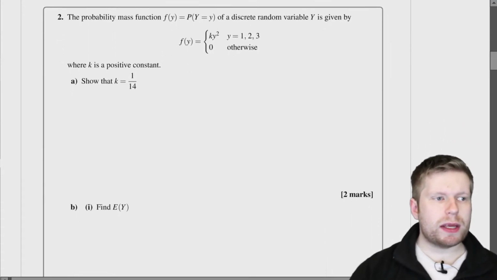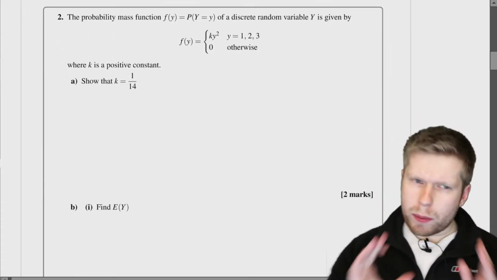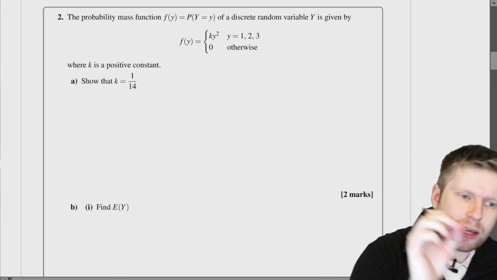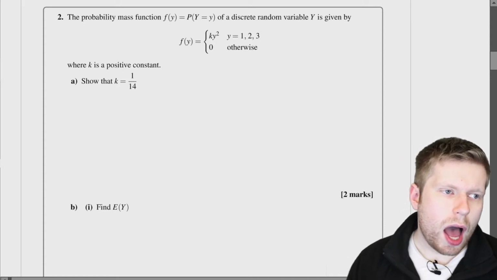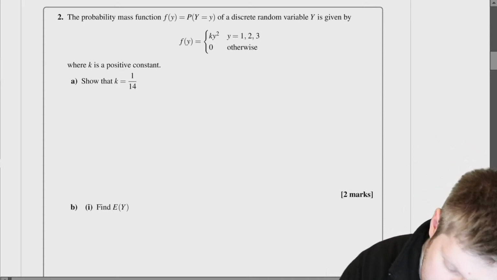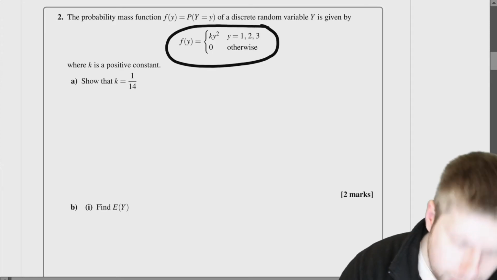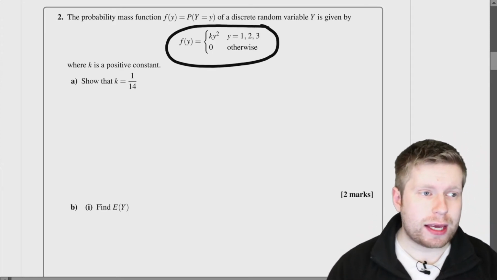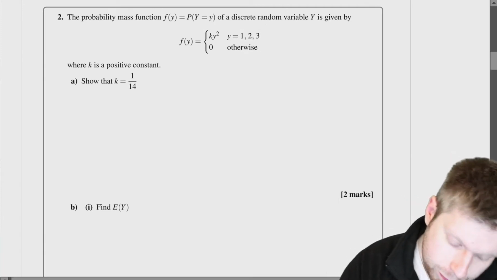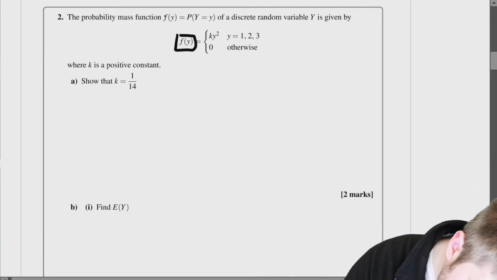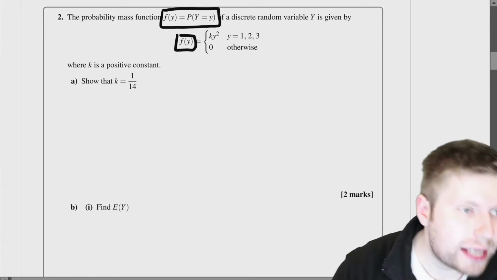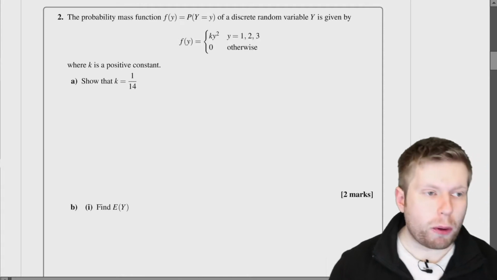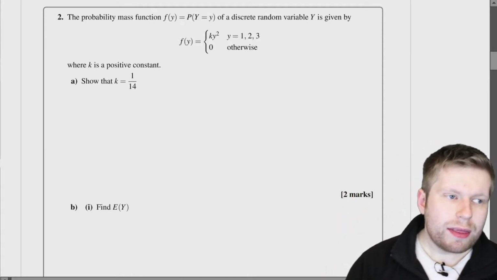So question 2, we've been given a probability mass function. Remember, probability mass functions are to do with discrete random variables, so it's only expecting specific outcomes within a given interval. And the probability mass function is given by this formula. Just in case you're unsure about how to interpret this, f of y is basically the probability that y is equal to some value. y is our random variable, and if you want the probability that y is equal to some value, then it's given by this formula.